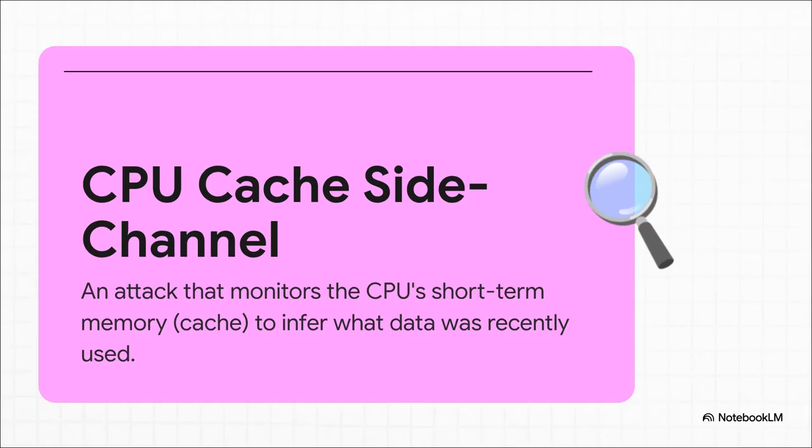The key to this whole thing is called a CPU cache side channel. See, every single time your computer processes data, it leaves these tiny little traces in its super fast cache memory. So by watching which parts of the cache are being used, an attacker can literally figure out what data the CPU is working on. It really is like checking a workbench to see which tools a craftsman just put down. And from that, you can figure out exactly what they were building.